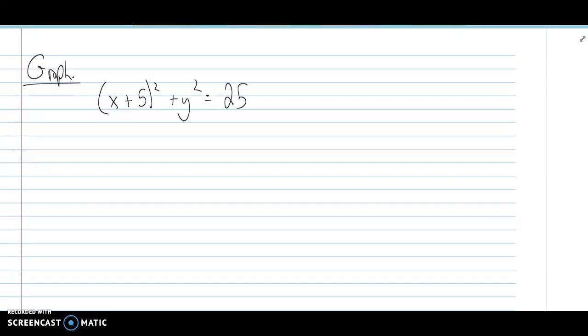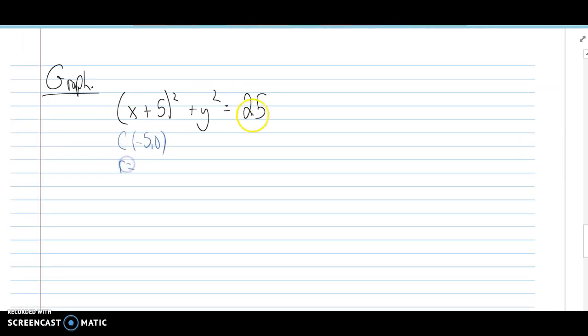In section 9.1 on circles, we have this equation in standard form. The center is -5, 0. The radius is the square root of 25, which is 5. So in order to graph that, we can put the center on here, -5, 0. And I'll put an open circle because it's not actually part of the graph. The graph is the circle itself.